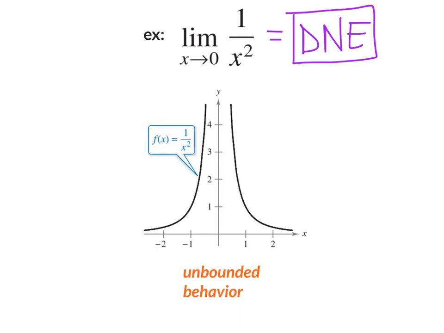And so if you find yourself looking for the limit as x approaches some kind of number and you have unbounded behavior at that number, like x equals 0 here, you're going to know that that does not exist.